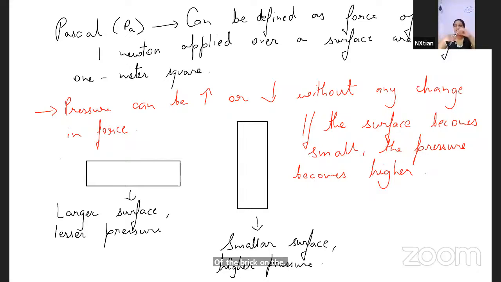Now, suppose I'm having a nail, that we nail in the wall, a small nail. Why does it have only a very small surface area?